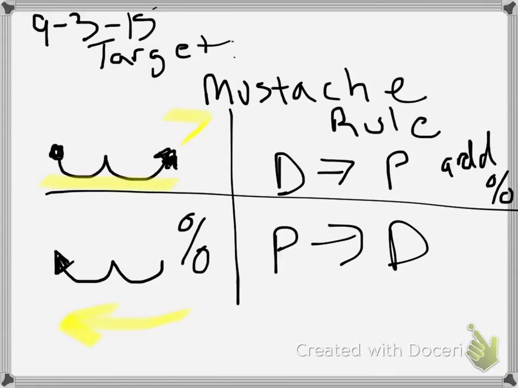Alright, when you move to the right, when you're changing a decimal to a percent, remember to add the percent sign. And when you're changing a percent to a decimal, remove the percent sign. Remove the percent sign. Alright, so let's look at some examples that we did today in class.